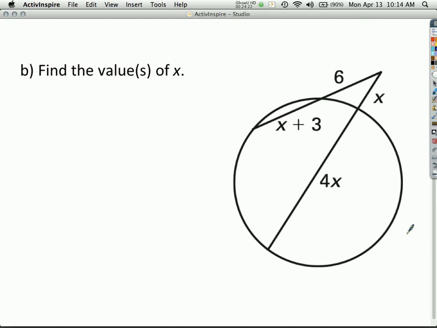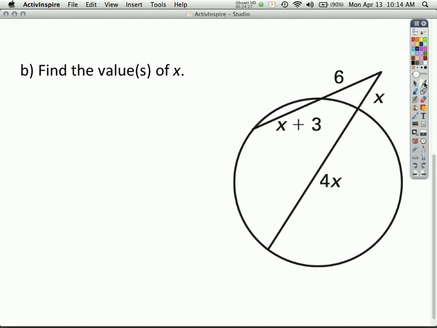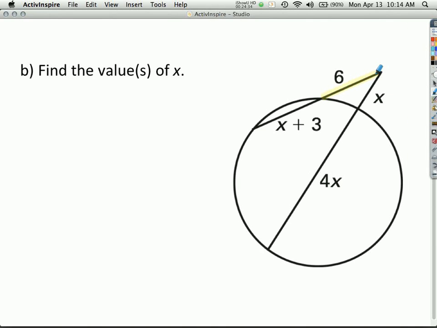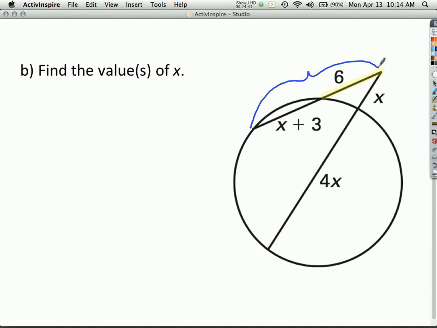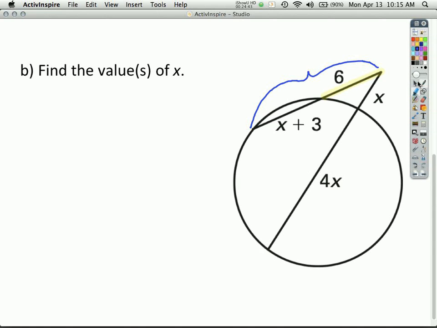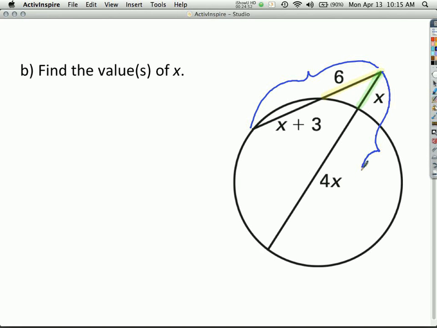So, when we have two secant lines, the relationship becomes the measure of the external segment, this measure here, times the measure of the whole secant will equal the measure of this external segment times the measure of the whole secant.